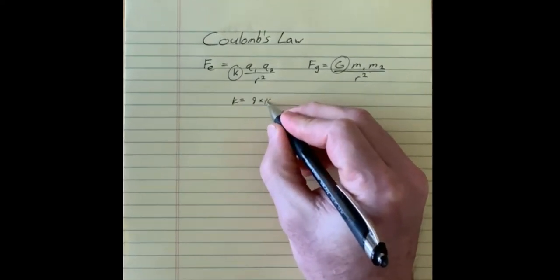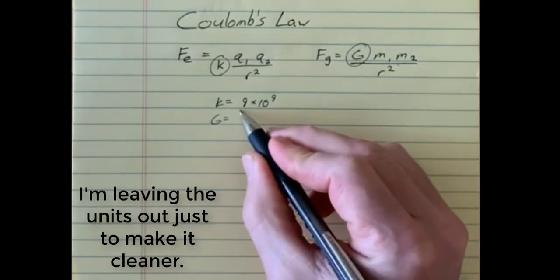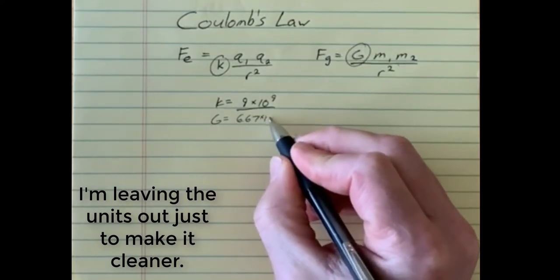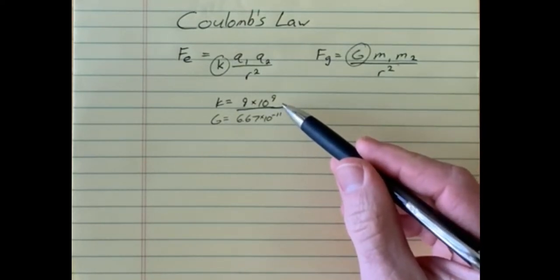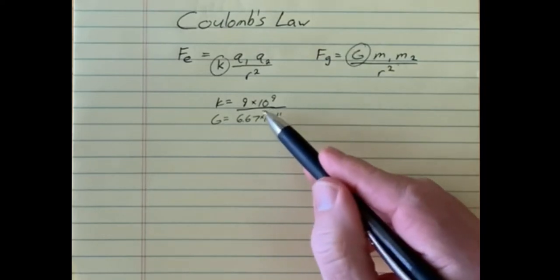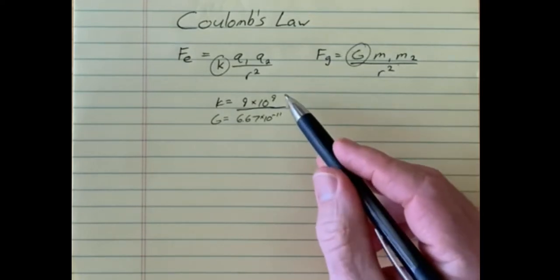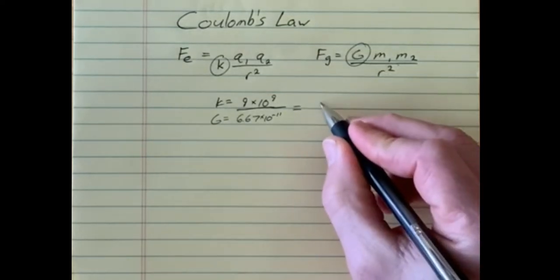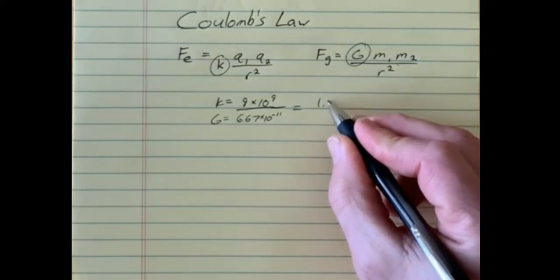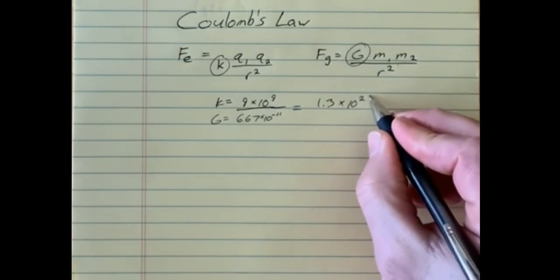The value of the electric constant is roughly 9 times 10 to the 9th. The gravitational constant is 6.67 times 10 to the minus 11th. So 9 times 10 to the 9 is an incredibly large number. That's basically 9 billion. And here we have an insanely small number, where we're looking at trillionths. So if you divide an incredibly large number by an incredibly small number, it's going to end up being an insanely large number. So this is going to be roughly, I'm approximating, 1.3 or 1.2 something times 10 to the 20.